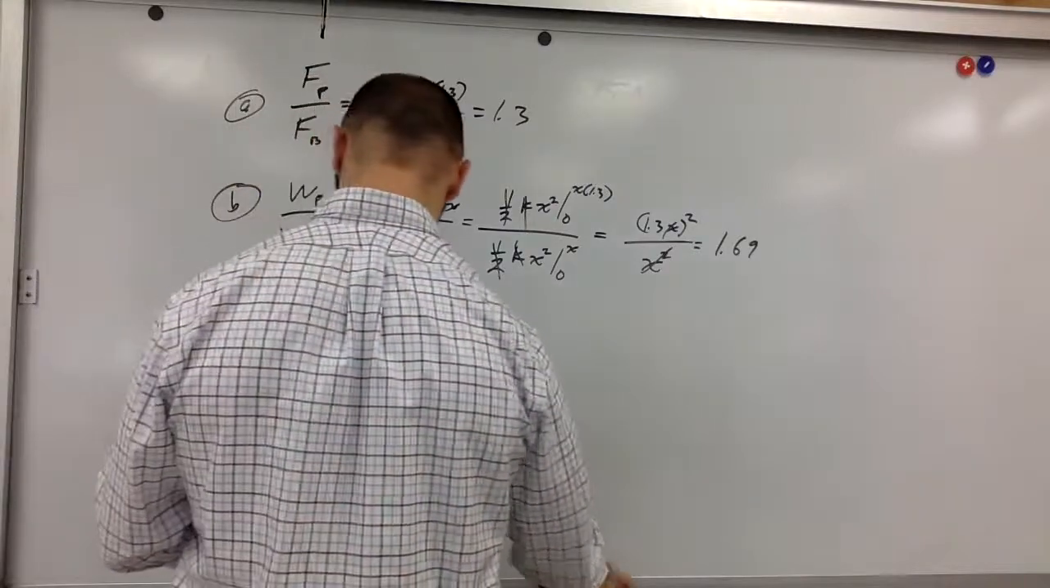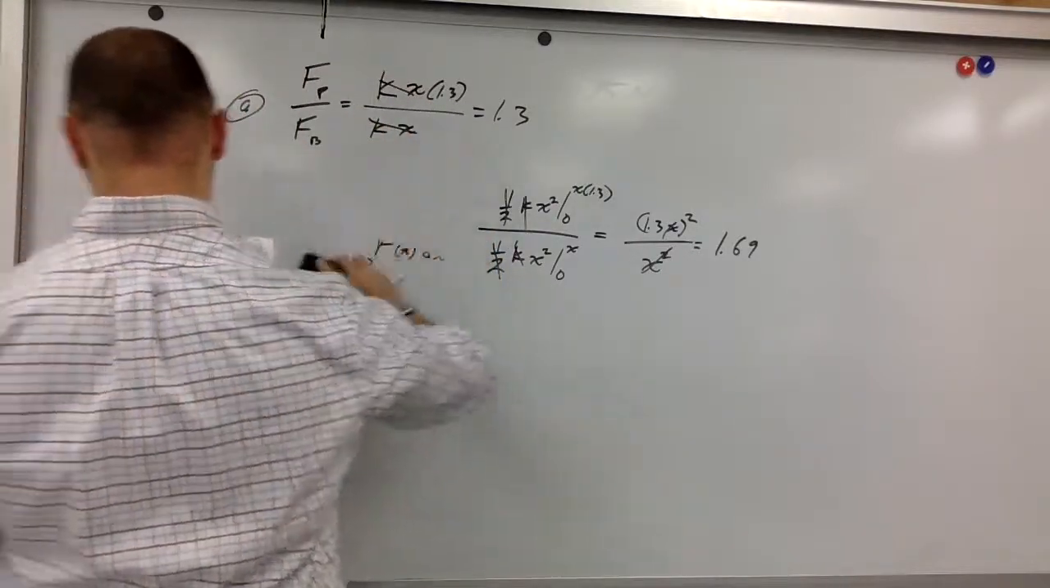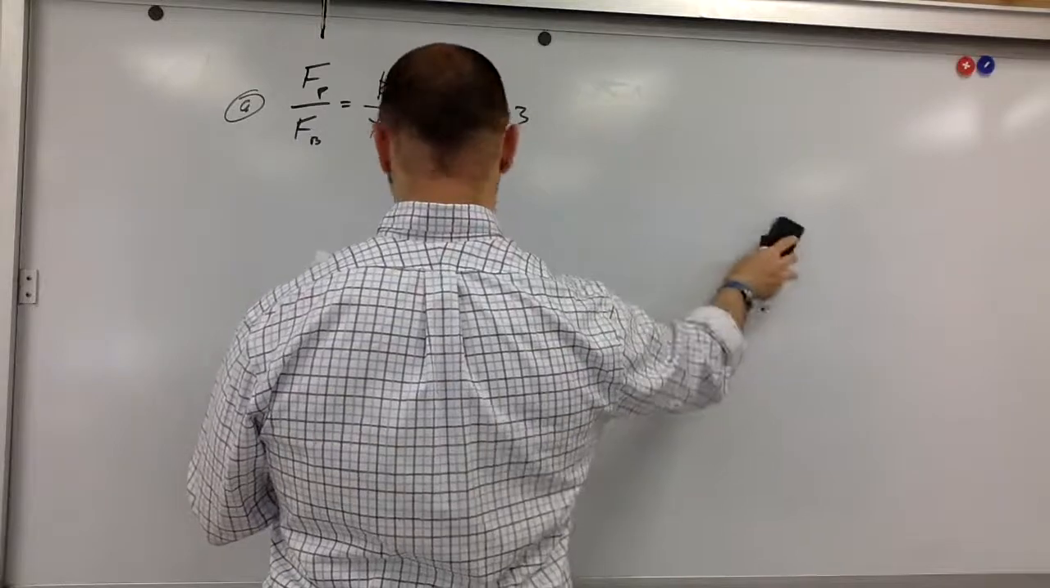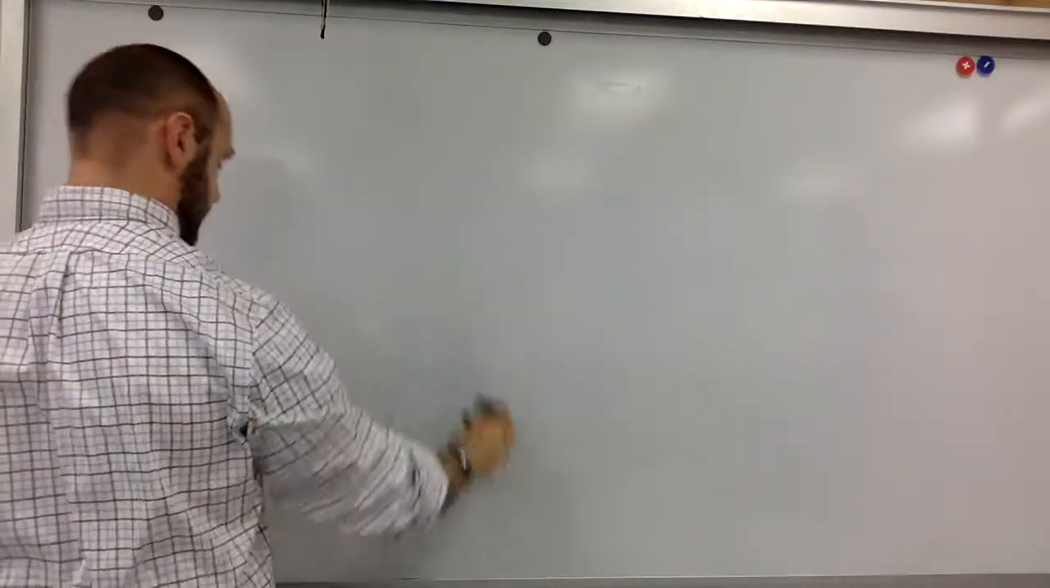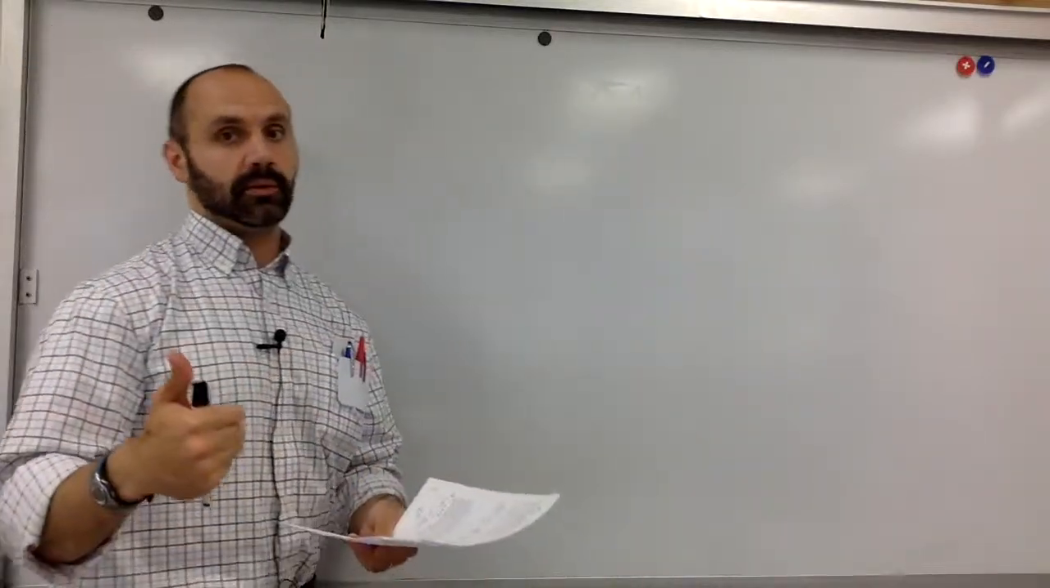Let's take a look at example 3. A 250-gram block drops 1 meter onto a relaxed vertical spring. Okay, we've got something dropping. We've got a spring. This is going to be a conservation of energy problem.